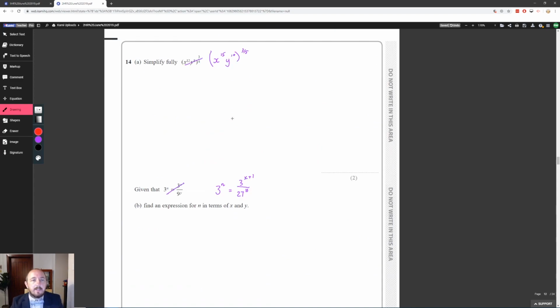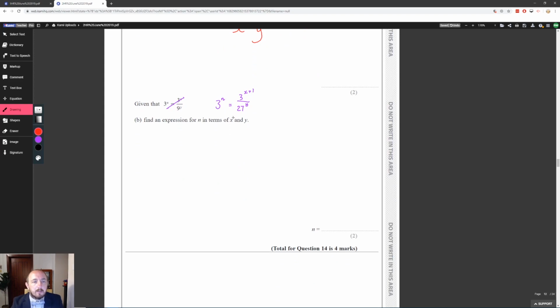So x to the 15 to the power of 3/5, we're going to do x to the 15 to the power of 3/5 multiplied by y to the 10 to the power of 3/5. 15 times 3/5 is 9, and then y, that's going to be 6. 10 times 3/5.